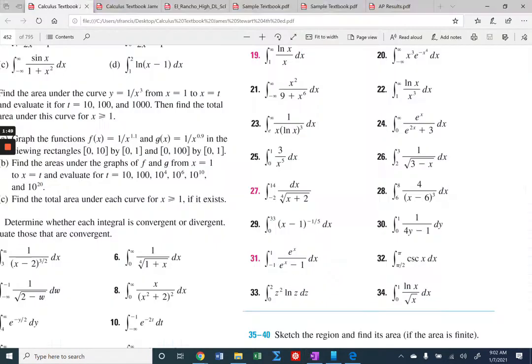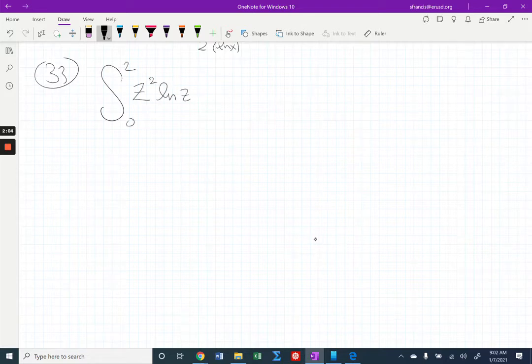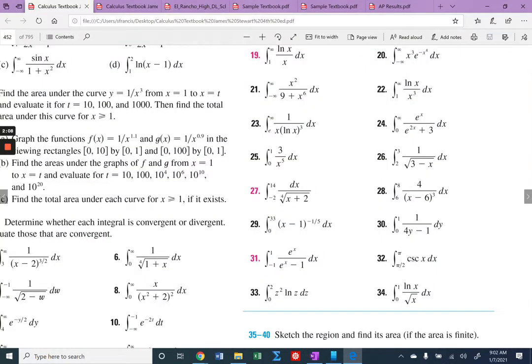33 is the next one on our list, and that's the integral from 0 to 2 of z squared natural log of z. Making sure I copied it correctly.